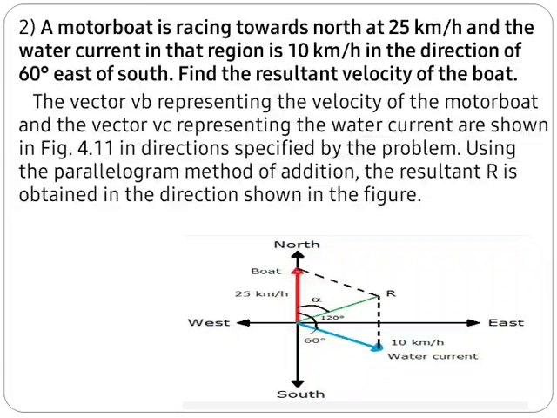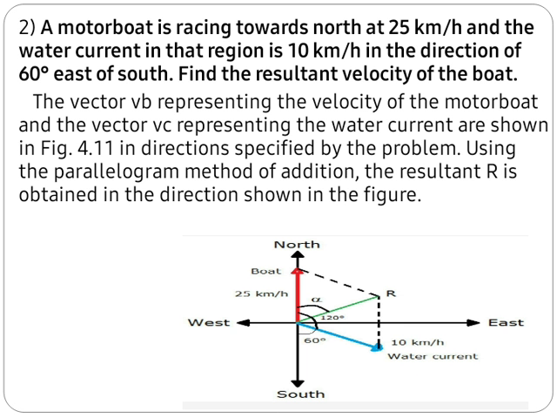Second question is, a motorboat is racing towards the north direction at the speed of 25 km per hour and the water current in that region is 10 km per hour in the direction of 60 degree east of south. Find the resultant velocity of the boat.